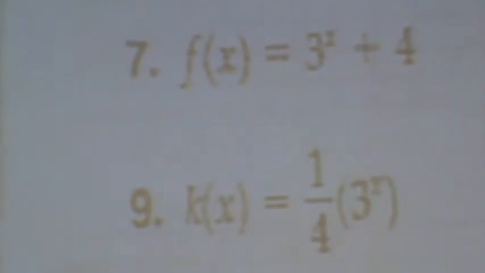For 7 through 13, same thing, but now we are going to describe the transformation from h of x equals 3 to the x power to this. So for number 7, you're going to say 4 units up. Okay, so 4 units up. This one is going to be a reflection over the y-axis when there's a negative there.